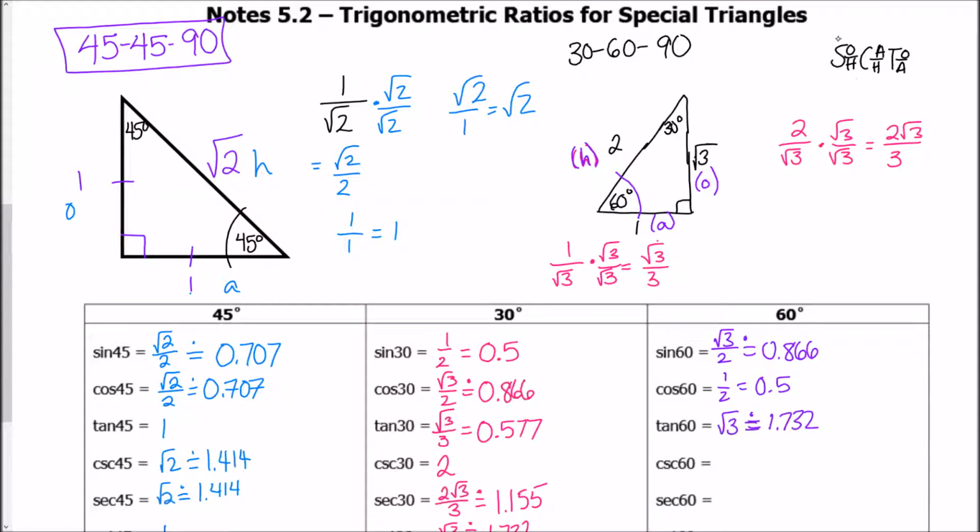For cosecant of 60, instead of doing opposite over hypotenuse, I want to do hypotenuse over opposite, so I would do 2 over root 3, which we did the work on the side here already to rationalize the denominator. Multiplied by root 3 over root 3, we get 2 root 3 over 3, which we figured out is approximately 1.155. Okay? Now, for secant of 60, I want to do the hypotenuse over the adjacent. So I would do 2 over 1, which is just 2.